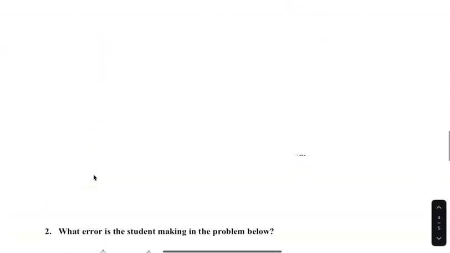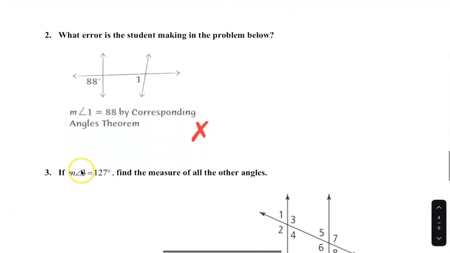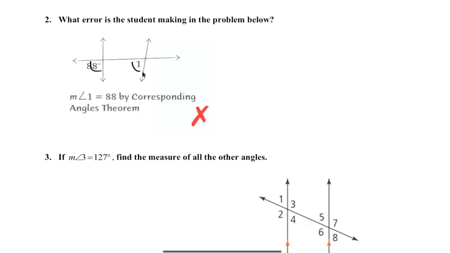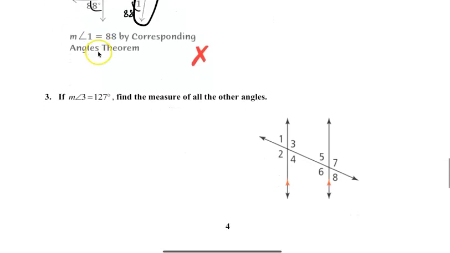Okay. Last couple. What error is being made in this problem below? They're saying the measure of angle 1 is 88. They're saying these two are the same. And you might be like, yeah, that's right. It's not. Remember, this only works if they're parallel. This is not parallel. So the error they're making is that the lines are not parallel. The rule only works if they're parallel. So that's the error there.